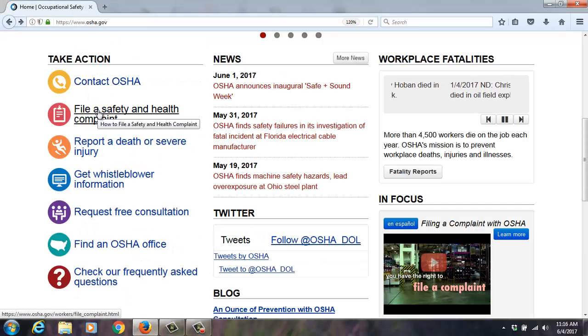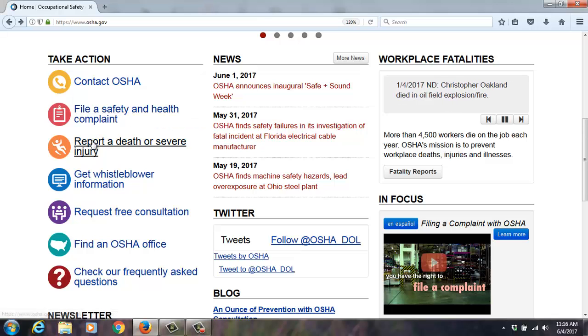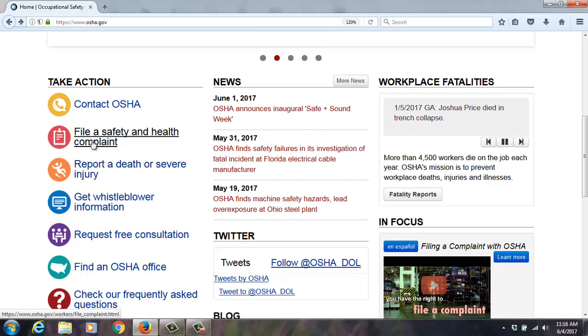This is how you file a complaint if you're a worker. Report the death. They got it here too. One thing I'll point out is the OSHA website, they've got a lot of different ways to get to the endpoint. There isn't always just one way. They always have multiple ways, which I think is good.